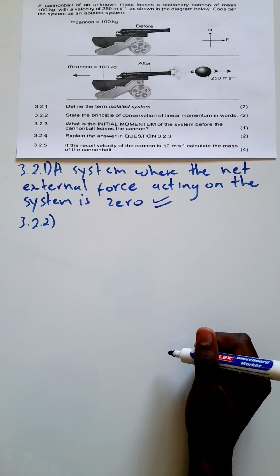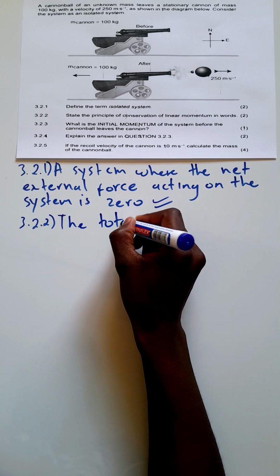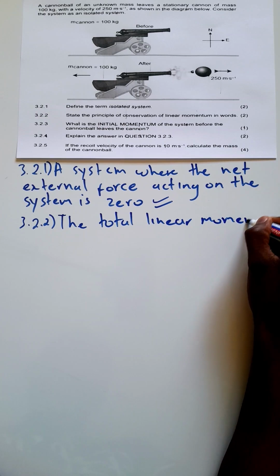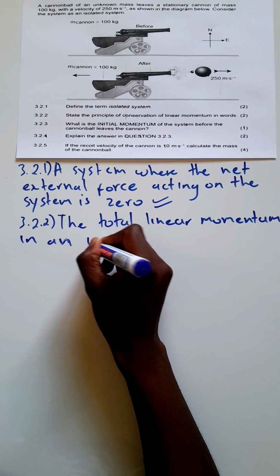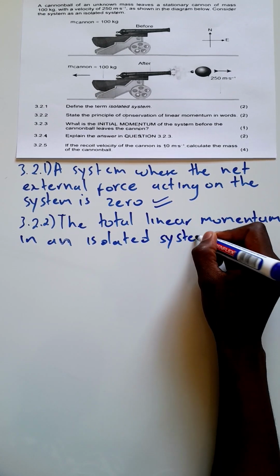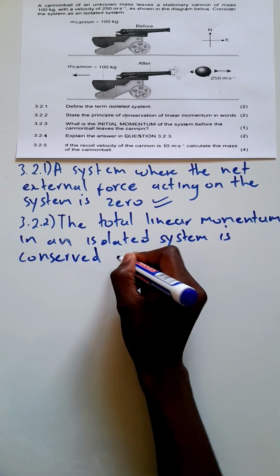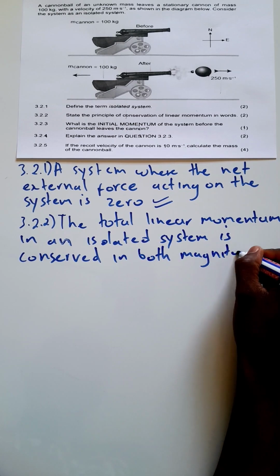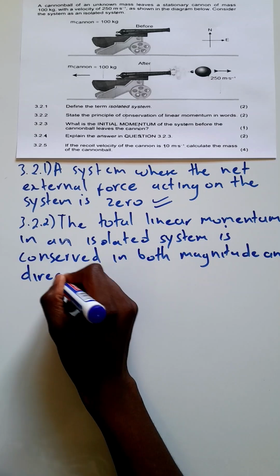3.2.2. State the principle of conservation of linear momentum in words. It says that the total linear momentum in an isolated system is conserved in both magnitude and direction. Then both magnitude and direction.